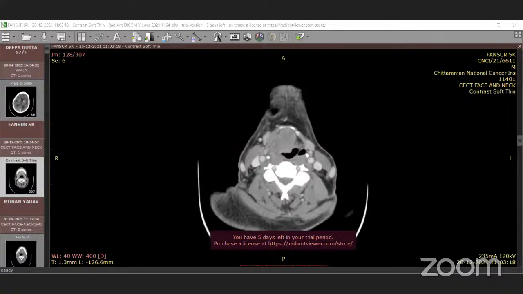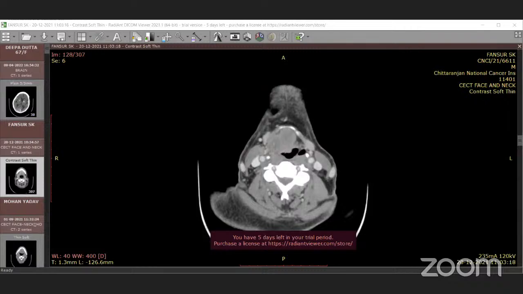Thank you so much. So the first question is from Dr. Abhay, and he asked about when should we consider altered fractionation RT in case of supraglottic larynx? Do you want me to answer that question? Yeah, madam. Okay. So as I showed you, we consider altered fractionation. I'm talking about head and neck in general and larynx in particular.